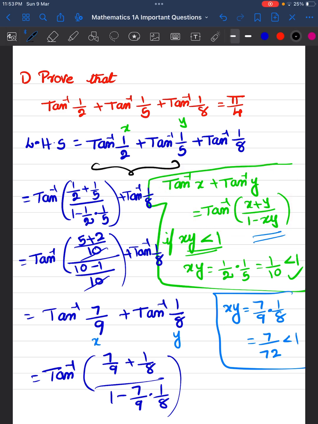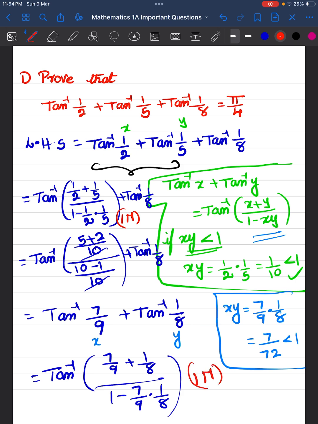So how are the marks distributed here? For applying this formula, here we'll get 1 mark. Again, after simplification, you are considering the same thing and applying the same formula. Again here also you will get 1 mark.